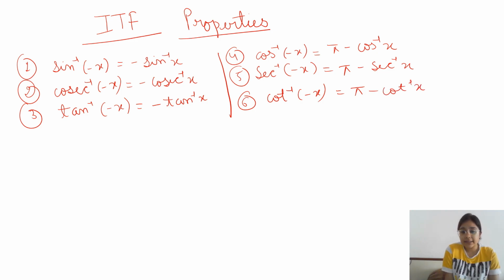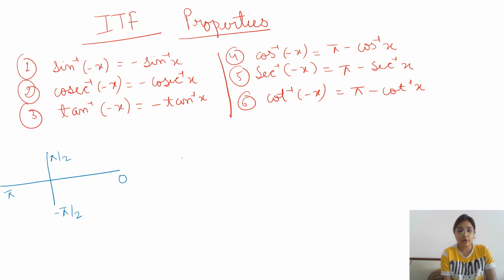Why is it pi minus, how will you remember it? You have seen yesterday we made it like this: minus pi by 2, 0, pi by 2 and pi. We saw that these three go from minus pi by 2 to pi by 2. And these three which we grouped go from 0 to pi. So that is why it is easy to learn that it will be pi minus cos inverse, pi minus sec inverse and pi minus cot inverse.